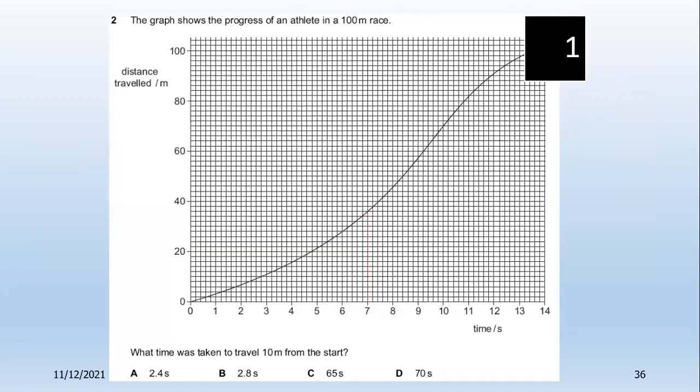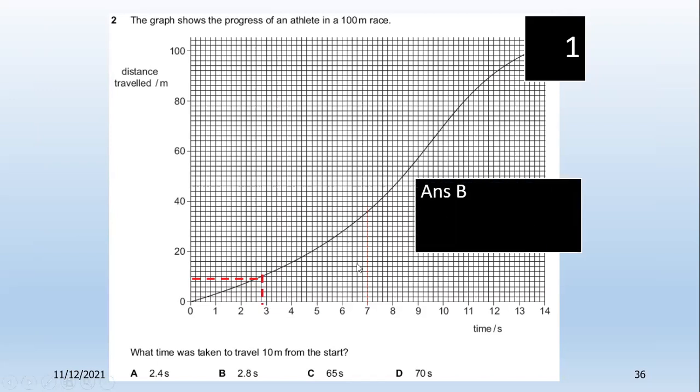Okay, let's just try to solve some problems. Right? For O level or STPM it is straightforward. Like this one, it gives you a graph. The graph shows the progress of an athlete in a 100-meter race. What time was taken to travel 10 meters from the start? For STPM or O level, it's more about getting you to know how to read. At 10 meters there, draw a line and then read the time. So the answer is B, 2.8 seconds.